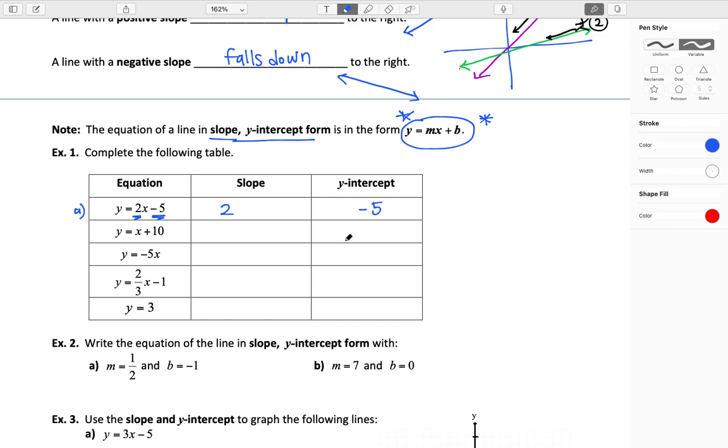What about letter B? Is there a number in front of x? There is actually. There is an invisible 1 here. So if you don't see any number in front of x, that means the slope is 1 and the y-intercept is 10. On the other hand, if we look at letter C, the slope is -5, but I don't see a plus or minus a number, so the y-intercept must be 0.